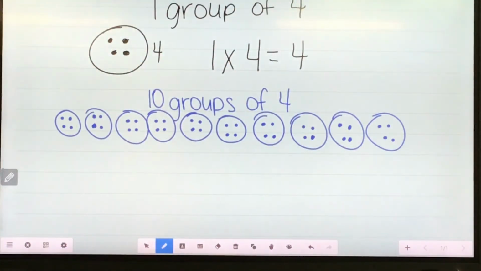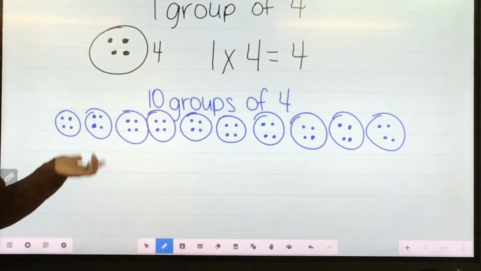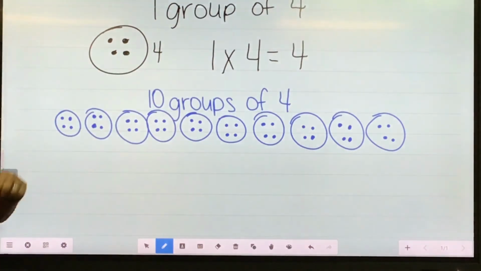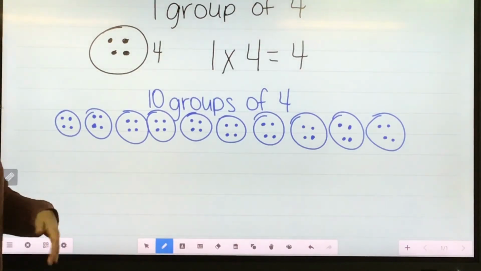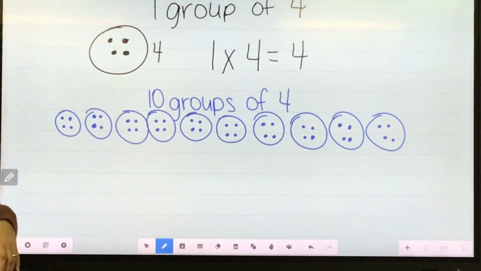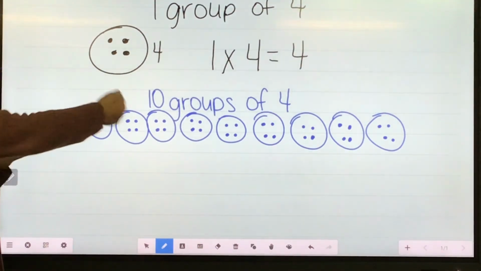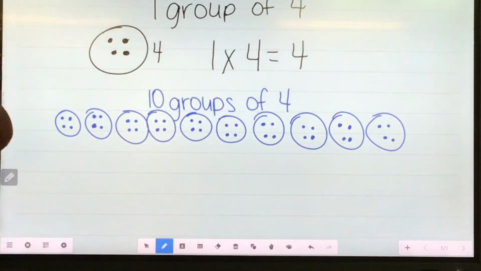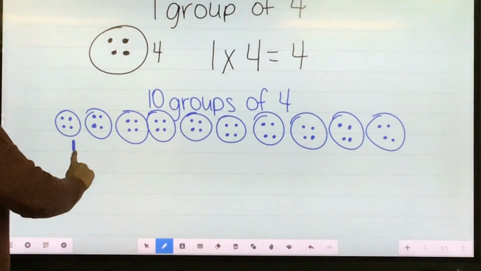So if I have 10 groups of 4, what would my repeated addition be? Is it 10 plus 10 plus 10? Would that be right? No. How many are in each of the groups? There's only 4. So what are we going to keep repeating as we add? 4. So here's our first 4.